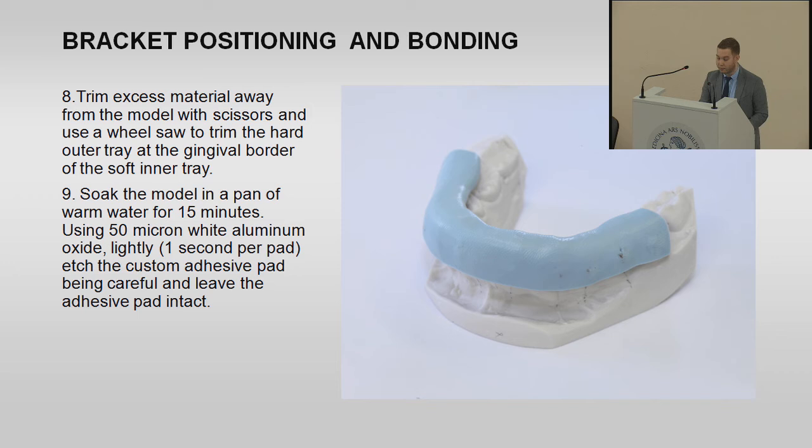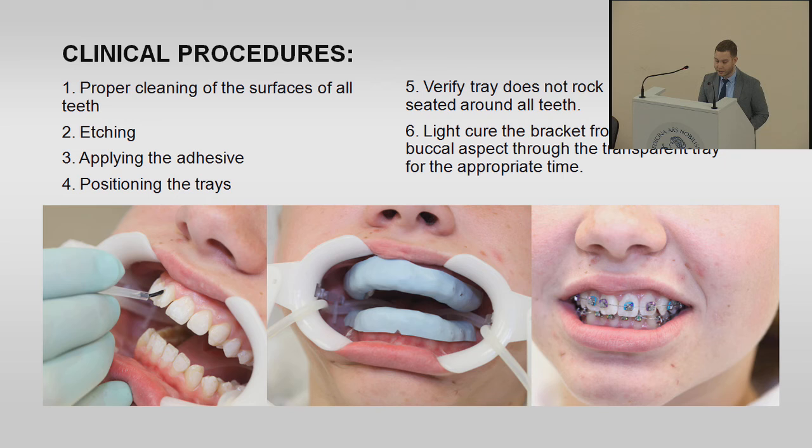So the clinical procedures. You have to go through all the general stuff that you do with direct bonding, so it requires proper cleaning of the surface of all teeth, etching, applying the adhesive, positioning the trays, and then what is really important is to verify the tray does not rock and is fully seated around all the teeth. That is what a clinician does. All the other steps can be done by his assistant. Like, curing the bracket from the occlusal buccal aspect through the transparent tray for the appropriate time.